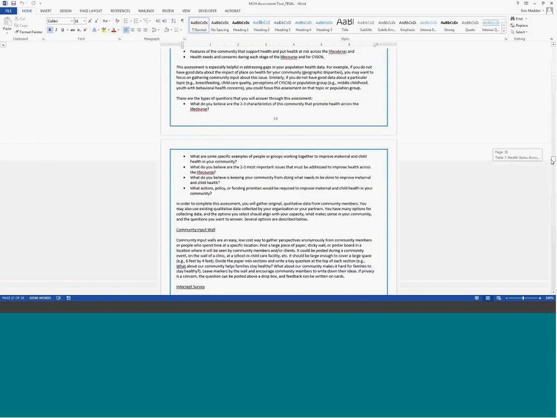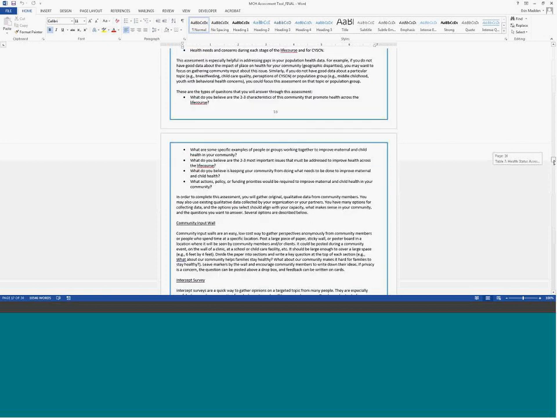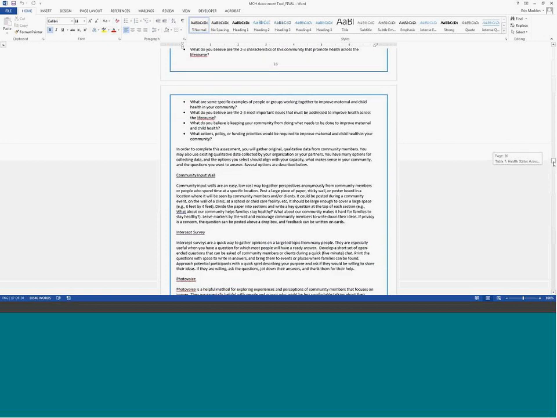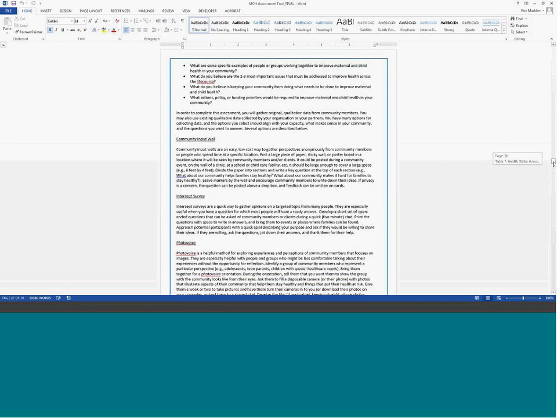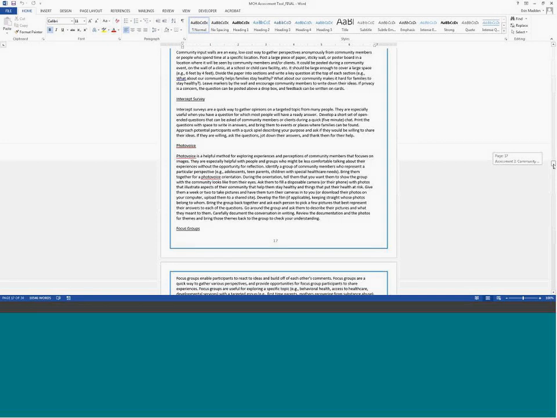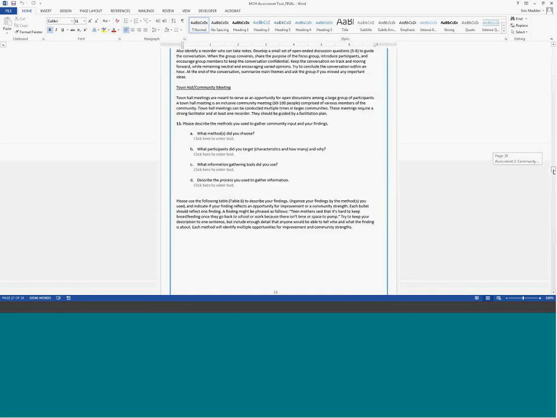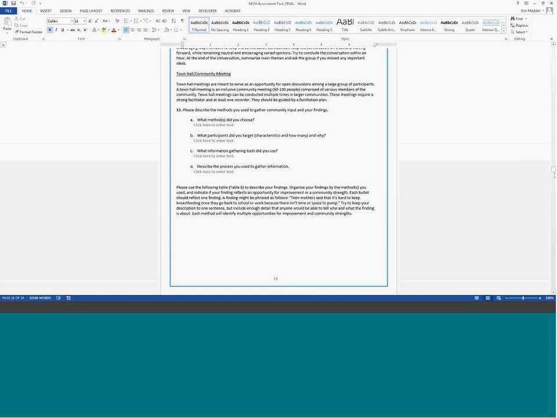The assessment you see in the tool is the community themes and strengths assessment, and there's a bunch of text that kind of goes over what we talked about in the webinar, the sorts of questions that you can answer through this type of assessment and different strategies you can use for answering those questions. There's more resources on each of these strategies on the SharePoint site, and we'll get to that in just a second.